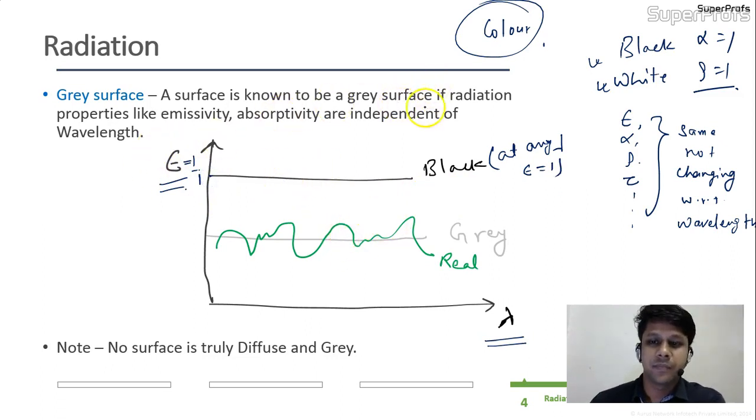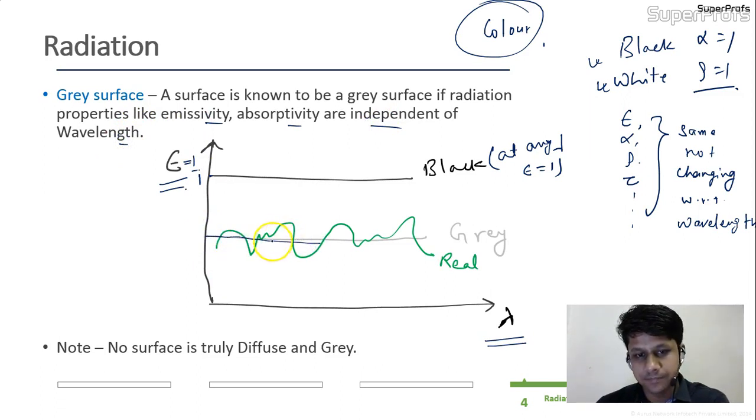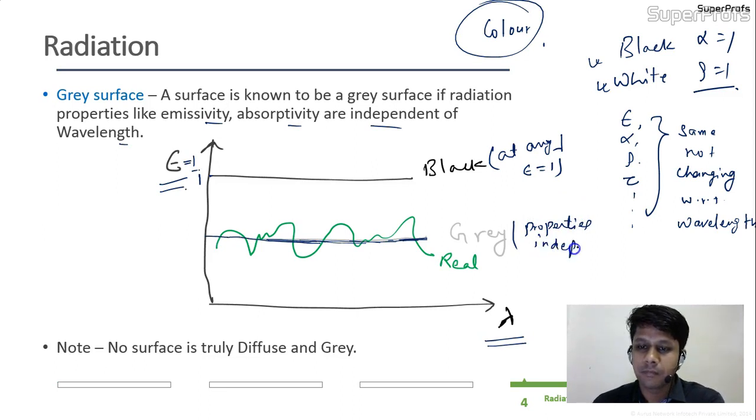Now for a gray body, we have seen the emissivity and absorptivity are independent of wavelength. So this line is for a gray body, and for a gray body the emissivity is not changing with wavelength. So it is a straight line. I'm sorry, there is some zigzag, but this is a straight line. And for a gray body, the properties are independent of wavelength, independent of lambda, right?